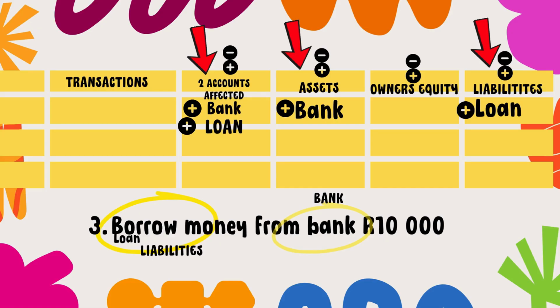Look at bank. Bank is the other one, because when I'm borrowing money from somewhere, what happens? They're going to take that money and put it into my bank account. Is my bank balance more or less? It is more. So bank is a plus, loan is a plus. And that is how you would do that one.